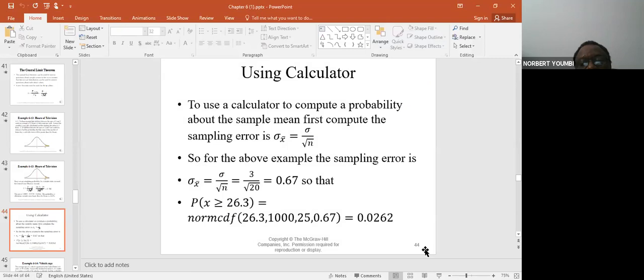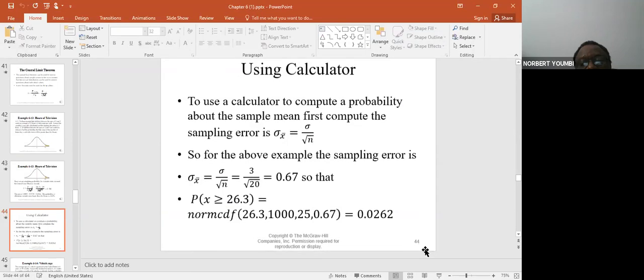If you are using your TI-83/84 calculator, you will enter 26.3 as lower value, 1000 as upper value, and 25, 0.67 to get a probability of 0.0262.